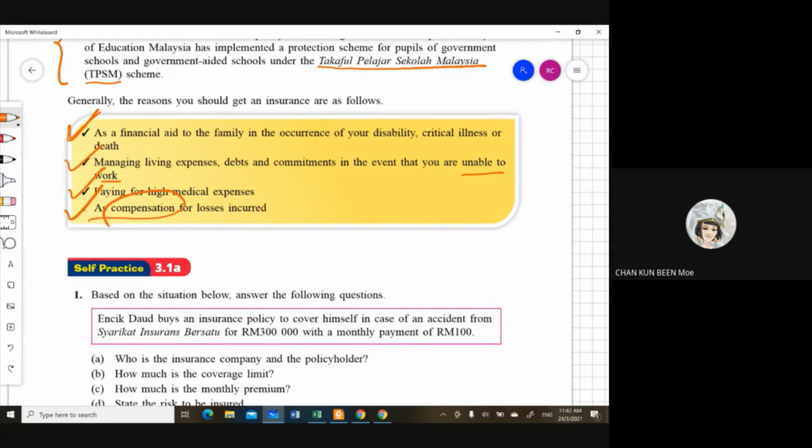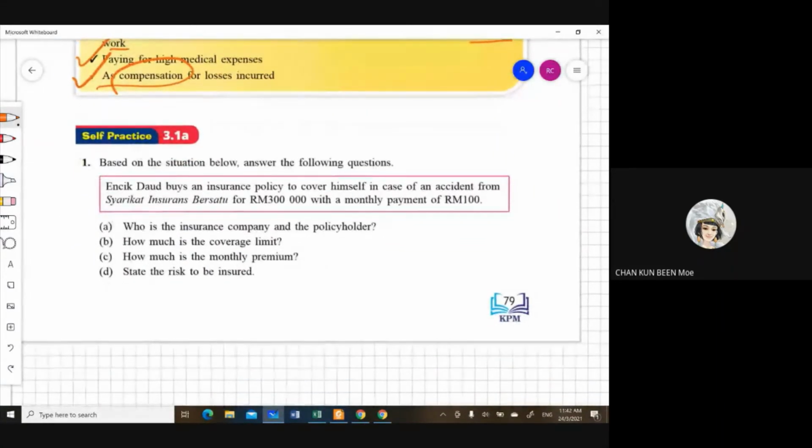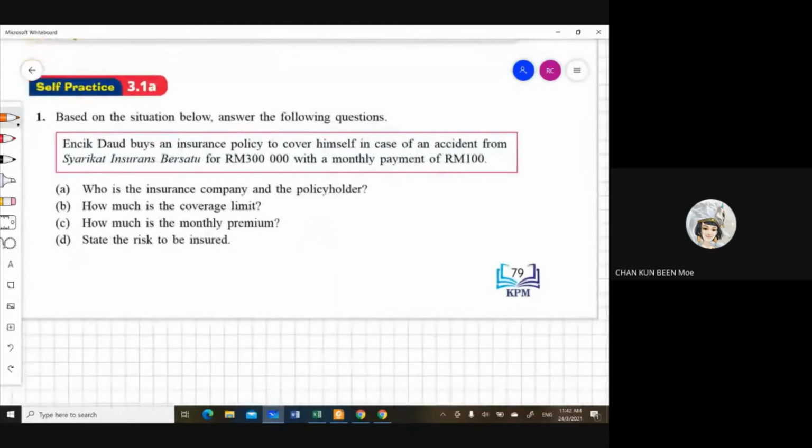Let's look at self-practice 3.1a. This one we go through orally. Hopefully you still remember what we talked about since the beginning. Number one, based on the situation below, answer the following questions. Look at the situations. Encik Daud buys an insurance policy to cover himself in case of an accident from Syarikat Insurance Bersatu for 300,000 with a monthly payment of 100. Look at A. Who is the insurance company and the policy holder?